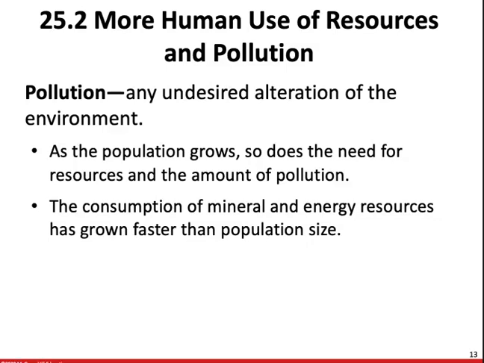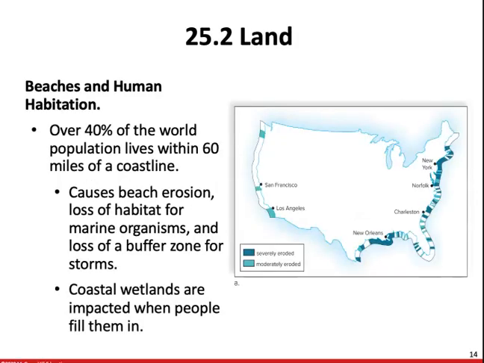A great example of uses of land and the causes of pollution would be beaches and human habitation. Over 40% of the world population lives within 60 miles of a coastline. Now, this can cause beach erosion and loss of habitat for marine organisms. It also causes the loss of a buffer zone during storms. Coastal wetlands are going to be impacted when people fill them in. They are spawning areas for marine life, and they help protect coastal areas from storms. But when humans move in and start to erode those shorelines, we lose those buffer areas and we lose those huge habitats for wildlife.